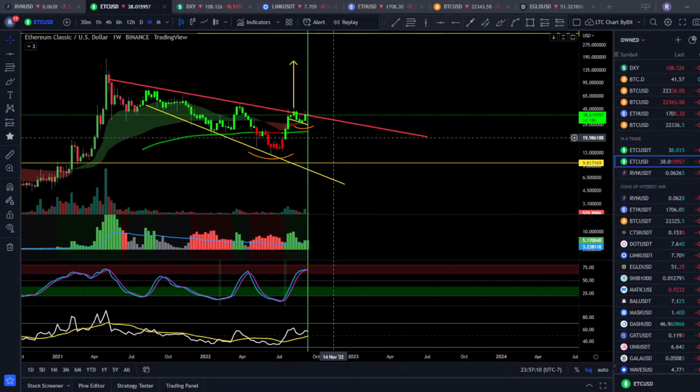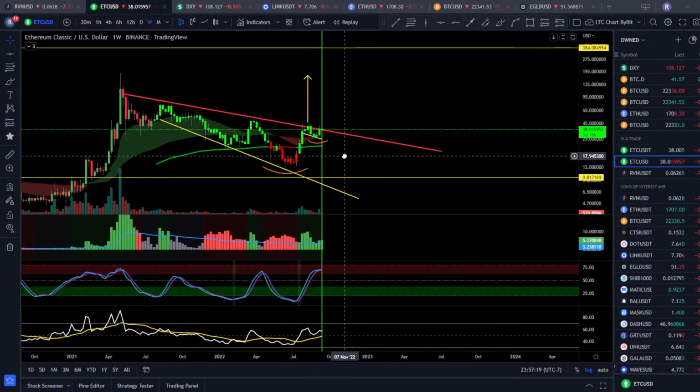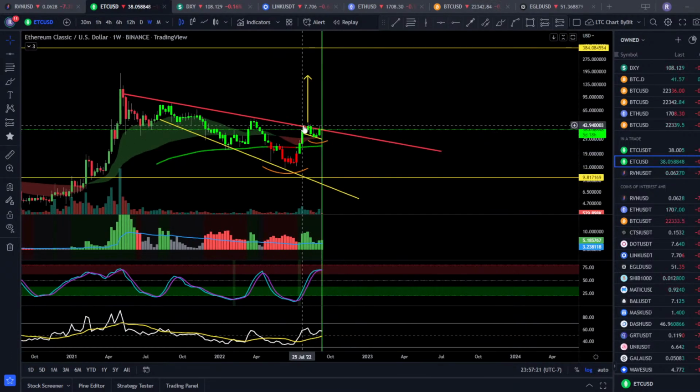Once the merge happens, that's when you're going to see the switch flipped, or whatever you want to call it, and that's when you're going to start seeing some stuff happening. And that's what I'm wondering: is Ethereum Classic waiting for that?